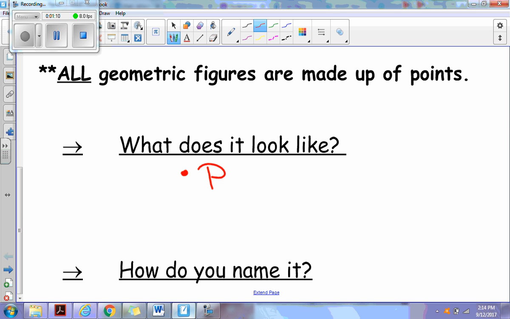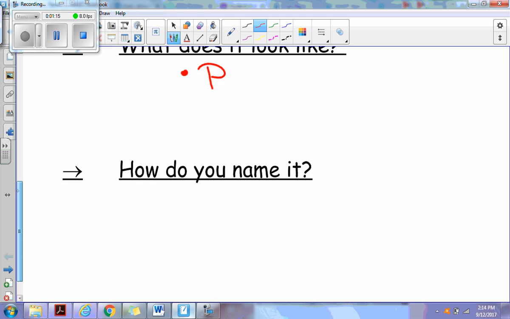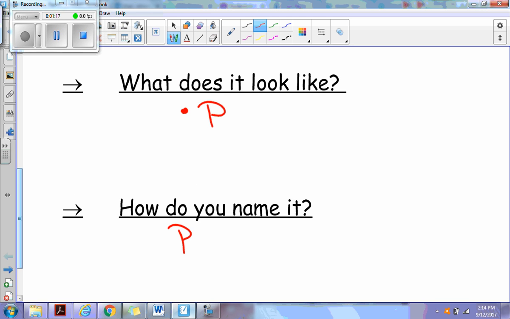It's capital letters. How do you name it? I'm not super particular here. You just write the letter P. I'm happy. I know you're talking about point P. If you want to be fancy and write the word point in front of it, that's fine too. If you want to actually put a point and write P, that's fine too. But just the letter P is good enough for me.